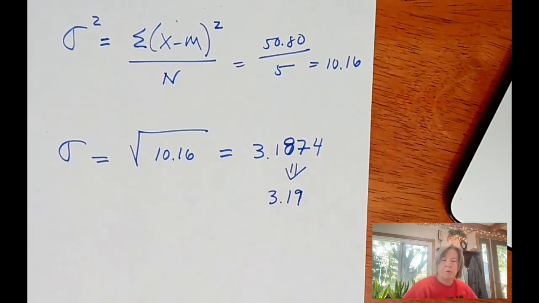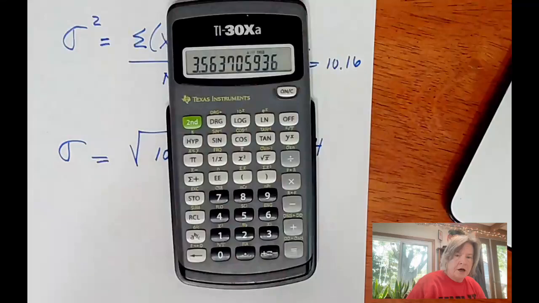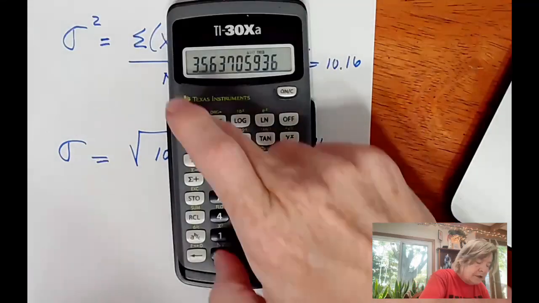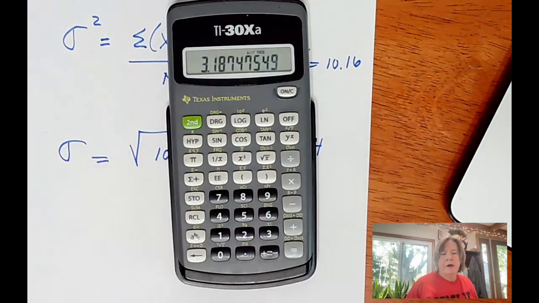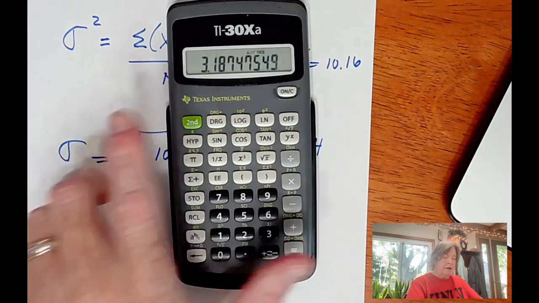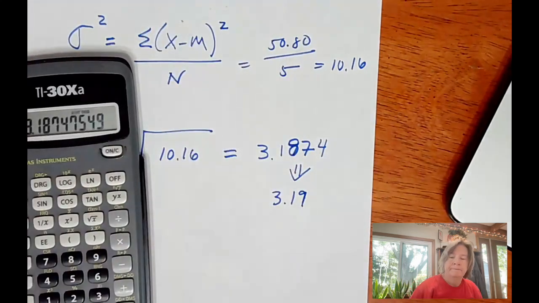3.1874 or 3.19. To get the standard deviation of a population on your calculator, you hit sigma and the division key, and it's 3.18747, 3.19. So that's using the definitional formula to get the variance and the standard deviations for both a sample and a population.